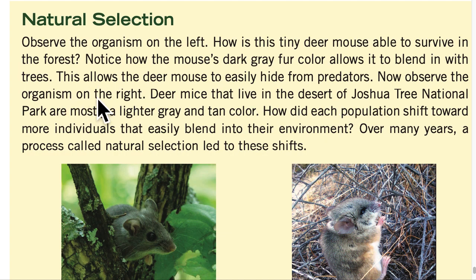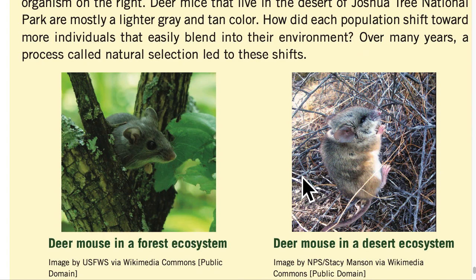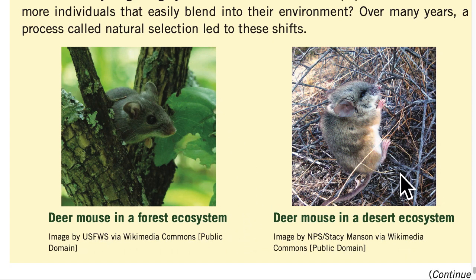Now observe the organism on the right. Deer mice that live in the desert of Joshua Tree National Park are mostly a lighter gray and tan color. How did each population shift toward more individuals that easily blend into their environment? Over many years, a process called natural selection led to these shifts. Deer mouse in a forest ecosystem, deer mouse in a desert ecosystem.